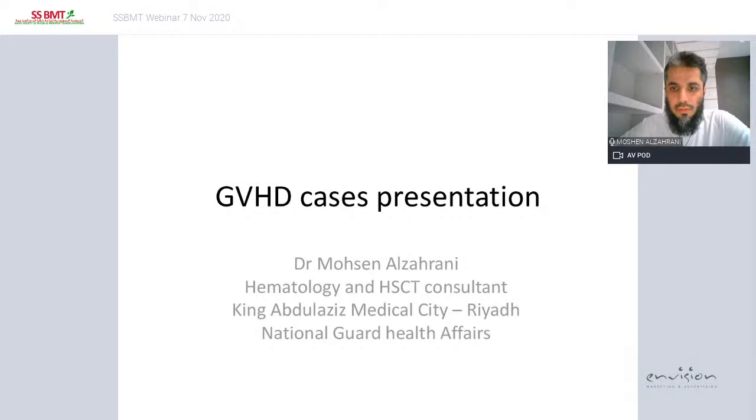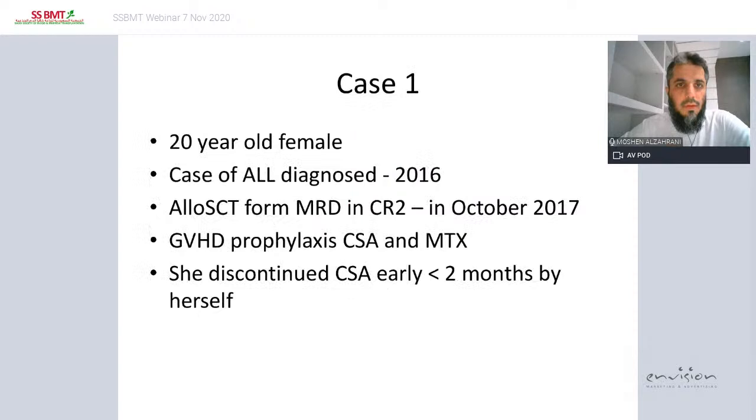So the first case, this is a 20-year-old female with acute lymphoblastic leukemia. She was diagnosed in 2016. She underwent allogeneic stem cell transplant from a matched related donor in CR2 in October 2017. Graft versus host disease prophylaxis was cyclosporine plus methotrexate. She discontinued cyclosporine early, less than 2 months, by herself. Maybe the treating team were in support of that because she was considered high risk for disease relapse.